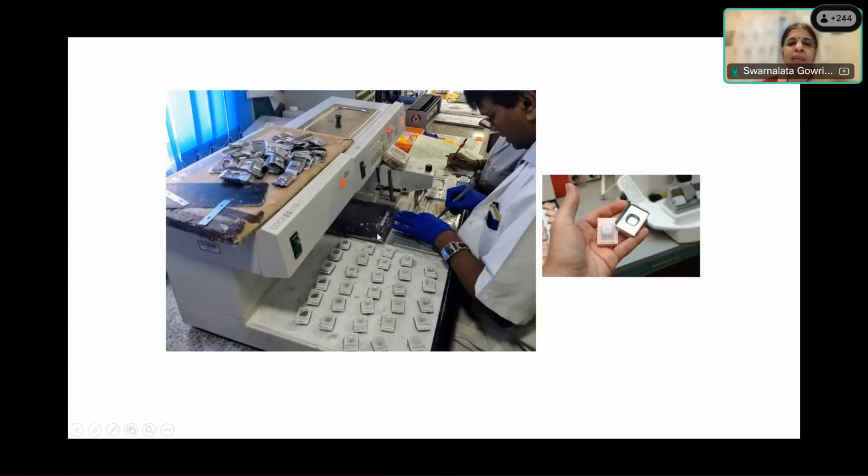So this is our embedding station that we have. Basically, you have a paraffin tank on top, which maintains the temperature. And then you have a filter so that you don't get any debris through your paraffin. And you embed and make blocks like this.